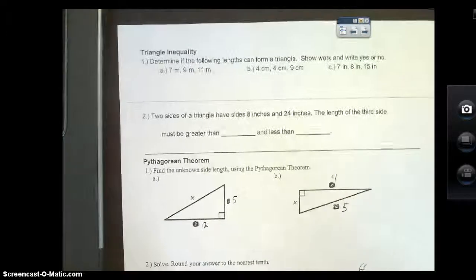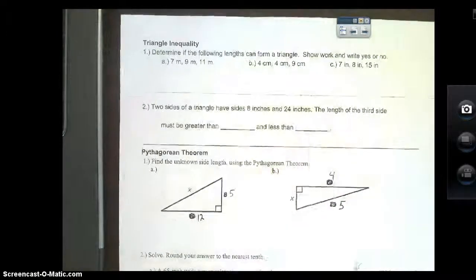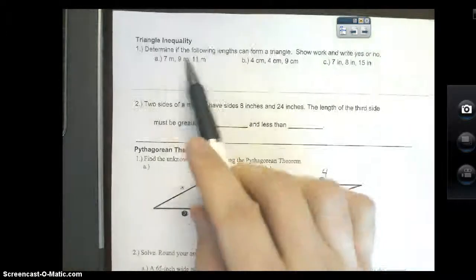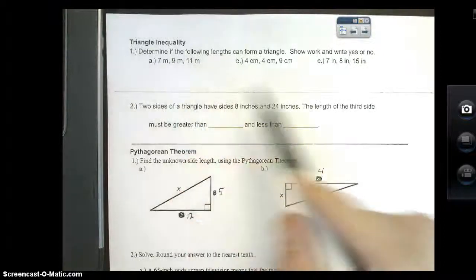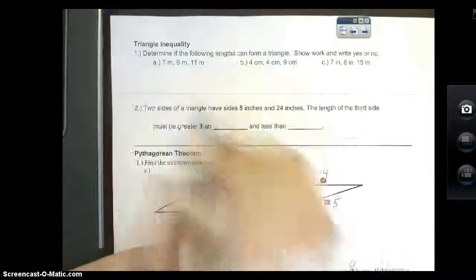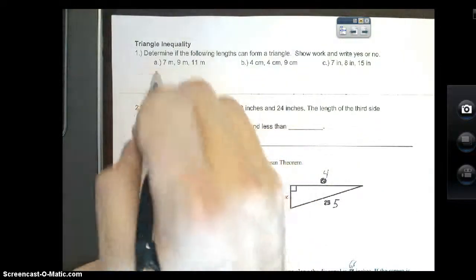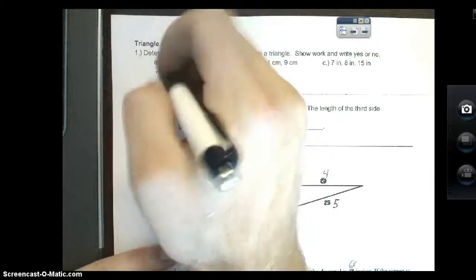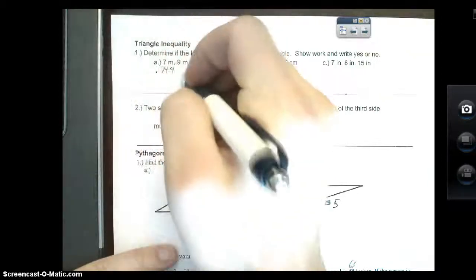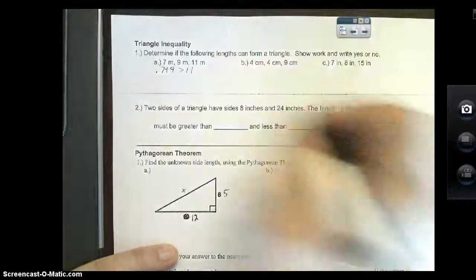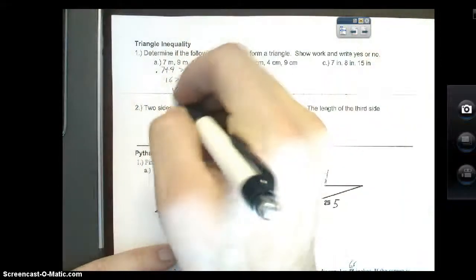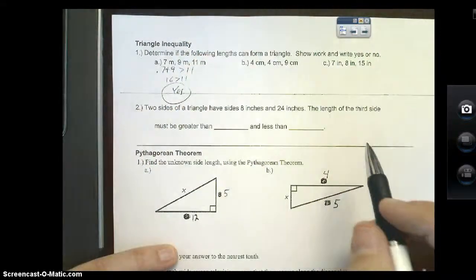Alright. On to the back page. So for the top part, you are looking to see if 3 sides can make a triangle or not. For your first part, you always take your 2 smaller sides, 7 and 9. Add them together. You're trying to see if it's bigger than the third side. 7 plus 9 equals 16. 16 is bigger than 11. So, yes, they can form a triangle.